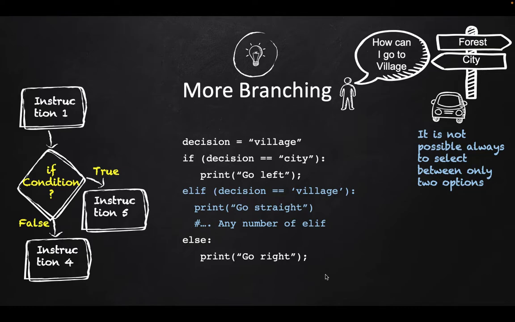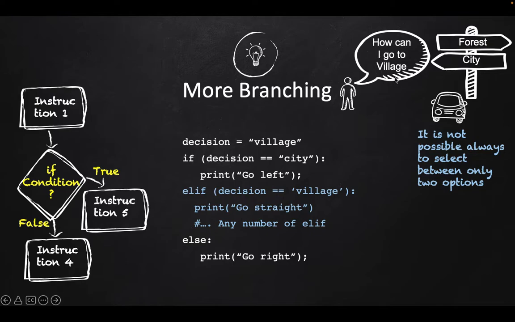Sometimes it is not possible to select between only two options, that is if or else. There is a need for many different branches. Extending our previous real-world situation, just consider this. In the previous situation, if you wanted to go to the forest, you need to take right, and if you wanted to go to the city, you have to take left.